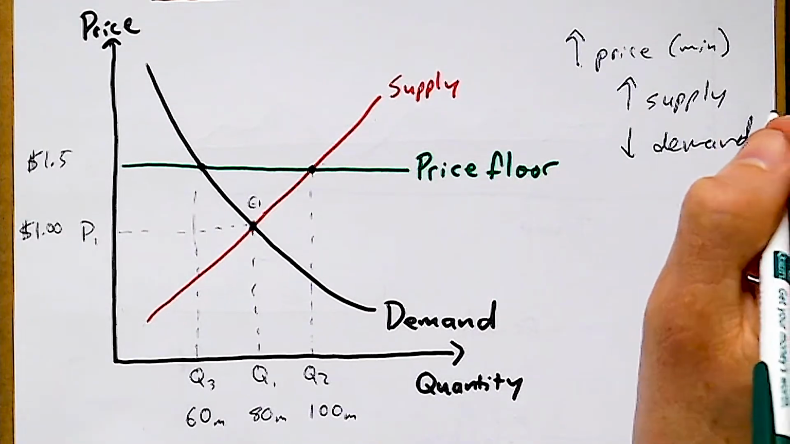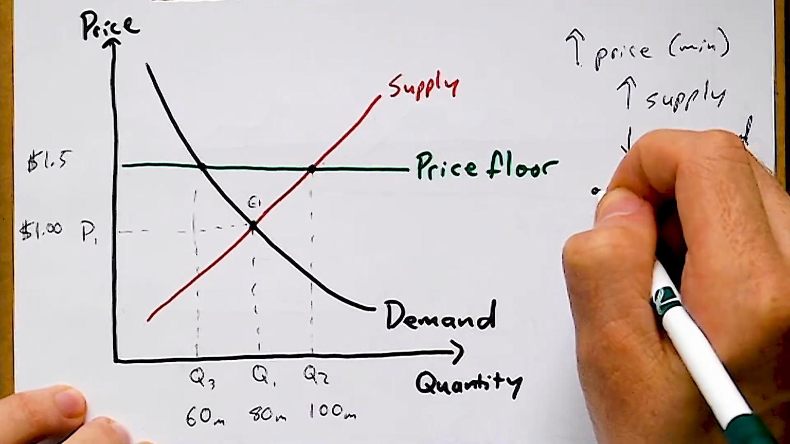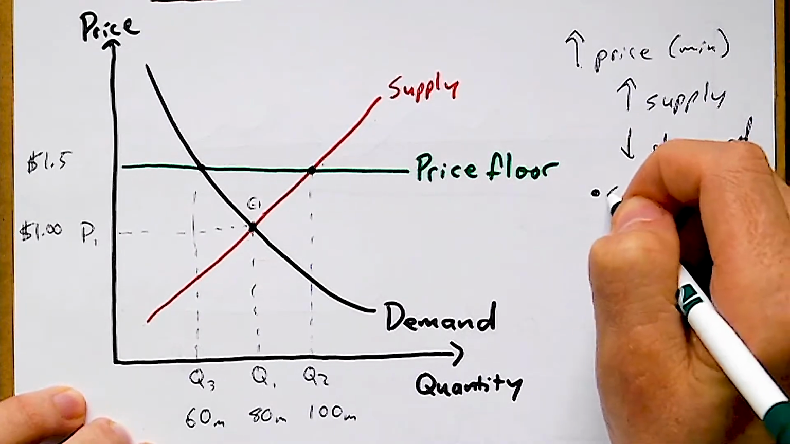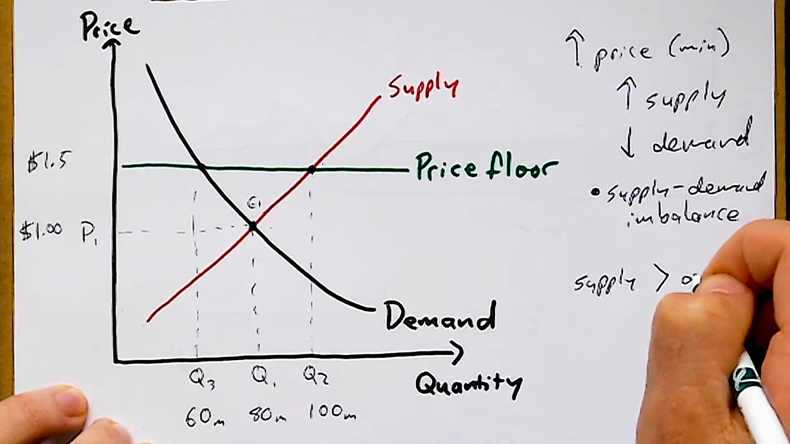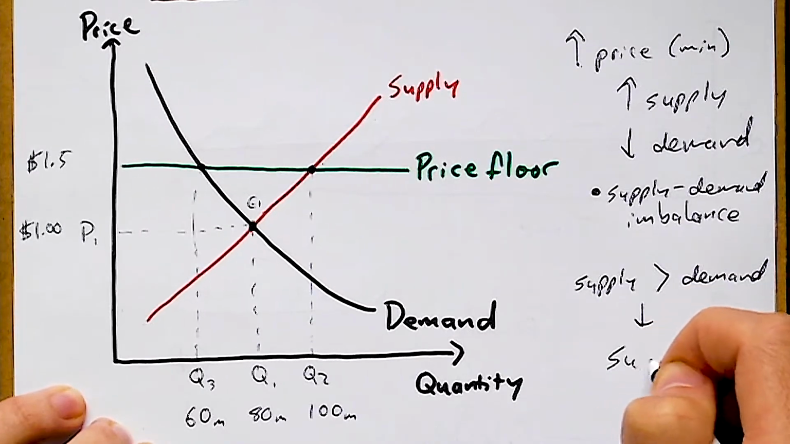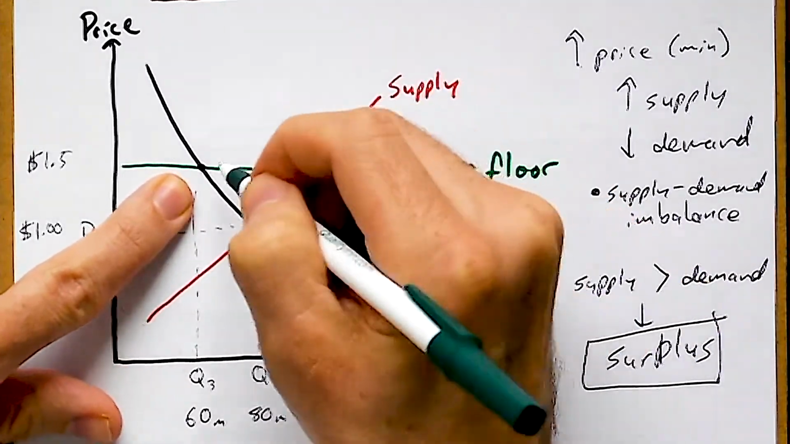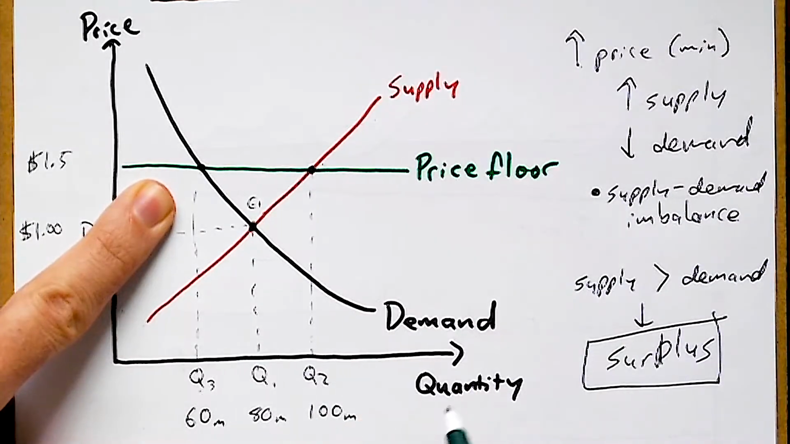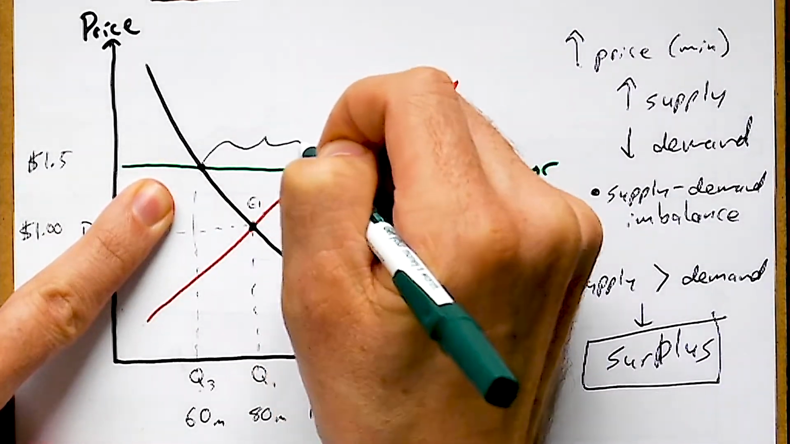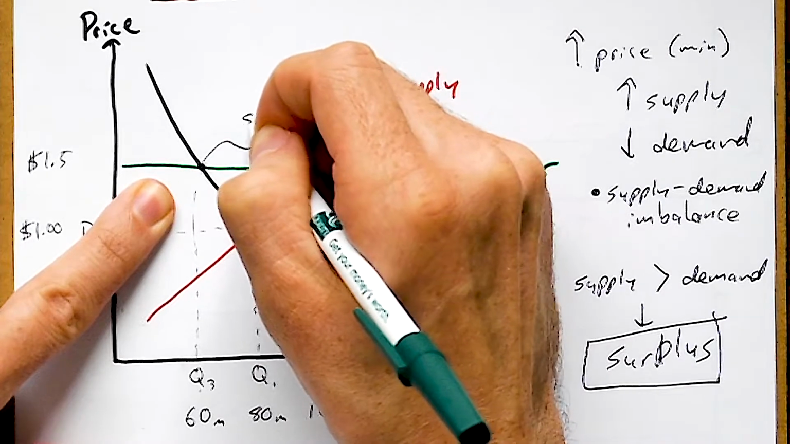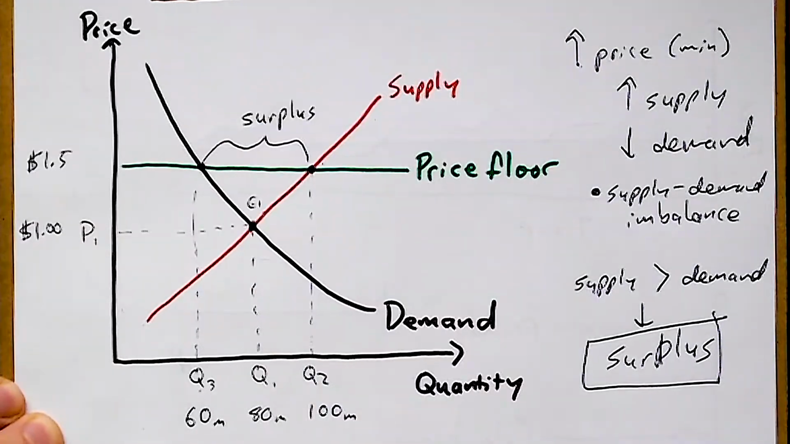It's more expensive. I want to sell more of it. I want to buy less of it. This leads to a supply-demand imbalance. When supply is greater than demand, what we have is a surplus. So this difference right here in quantity, Q2 minus Q3, or this space right here, is our surplus quantity. What does it mean when there's a surplus? Well, it means some coffee is not sold.